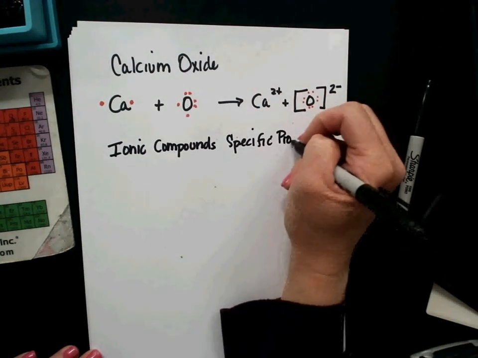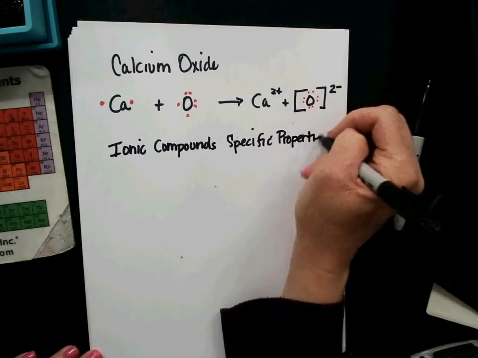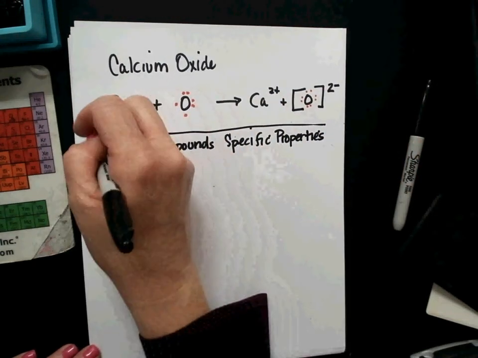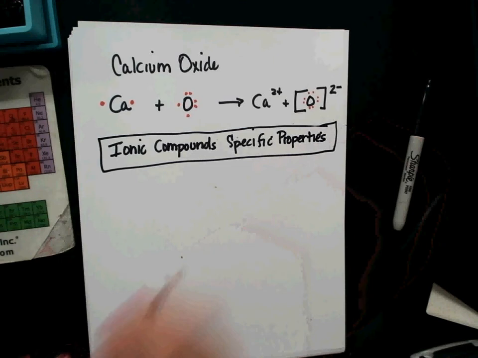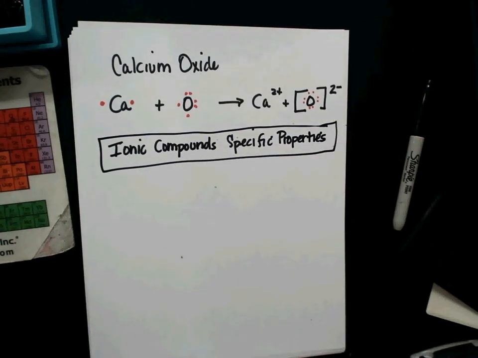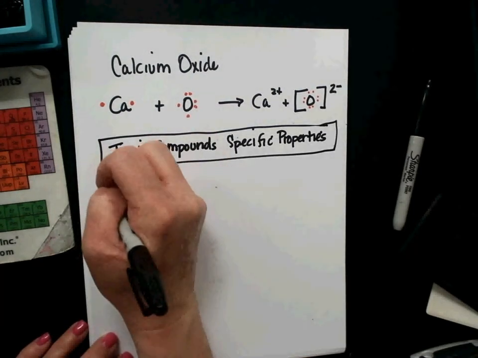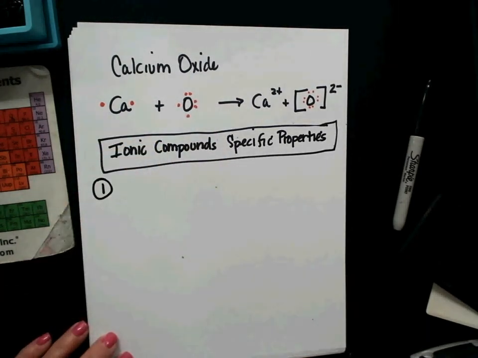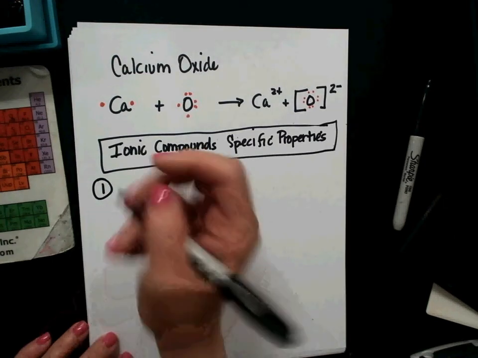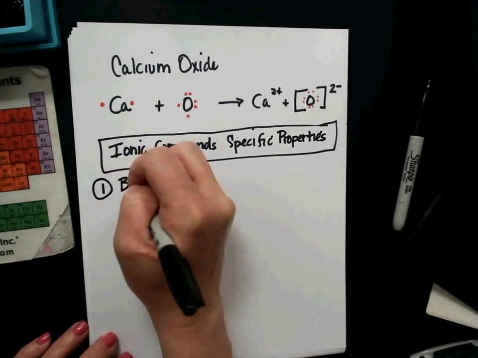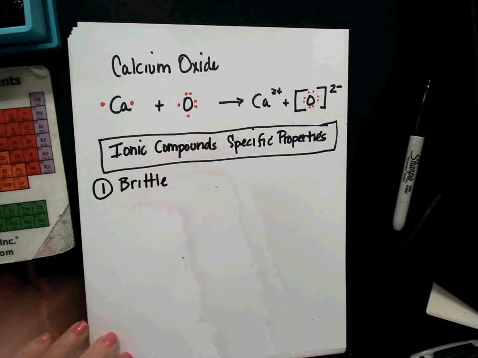specific properties. So we're going to find that covalent versus ionic have very different properties, and we're going to use them in lab. I was hoping for Thursday, but I think notes are going to take us one day longer than I thought. So these specific properties tell us a lot about ionic compounds.